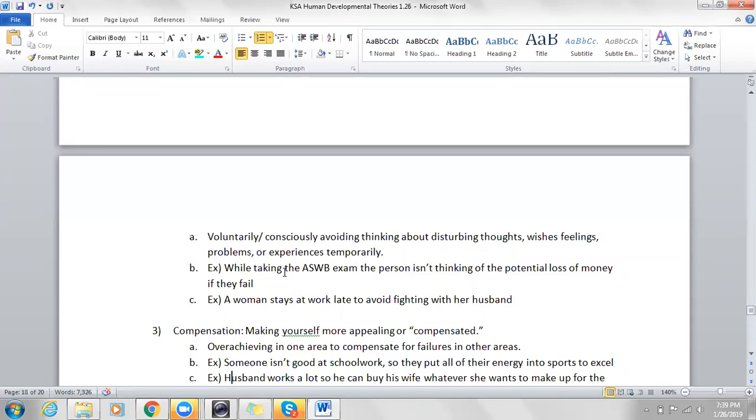Or a woman stays at work to avoid fighting with her husband. She knows, wow, if I stay away, then it'll be a lot better overall on us and makes it easier for people to cope with it. Another one might be, well, I'm super hungry right now, but I need to finish this before I'm able to do it. So you suppress your own needs and wishes for a specific task.